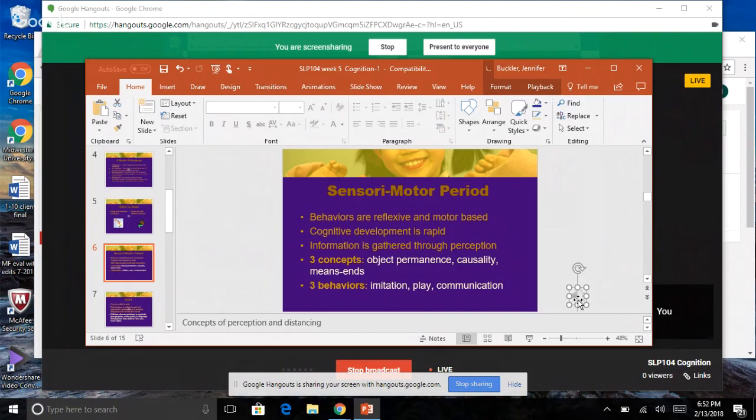They are learning from their environment. They are learning to categorize information by taste, touch, smell. They learn familiar objects. They learn familiar people. Their information is gathered through perception. It is crucial to the gathering of their information that they go through 3 conceptual developments. One's called object permanence. The other is causality, and listen to how I pronounce that. It's causality, not casualty, okay? In the term of speech pathology and in psychology, it's causality, and means ends.